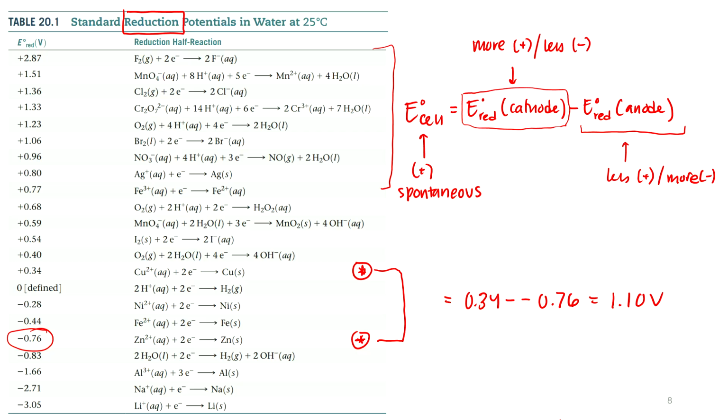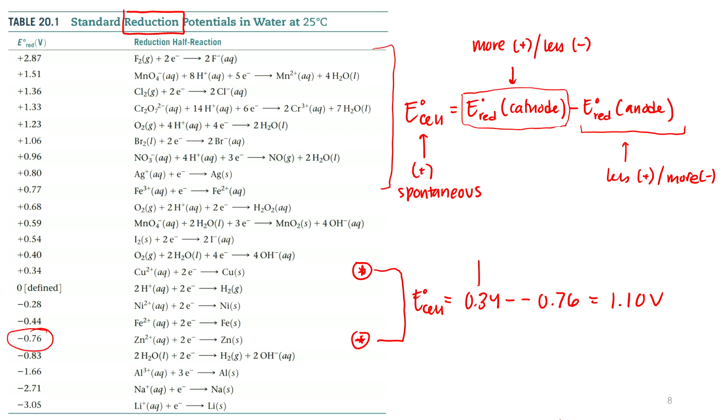If I had swapped those, if I had tried to make zinc my cathode, and so I had negative 0.76 minus 0.34, I would get a negative number. I get negative 1.1, and I would know that's not spontaneous. That can't be the process that happens.